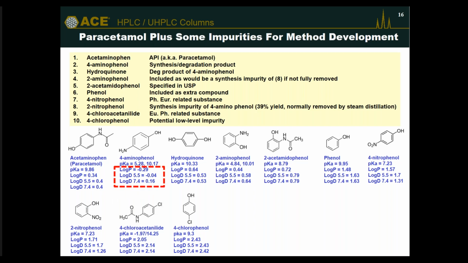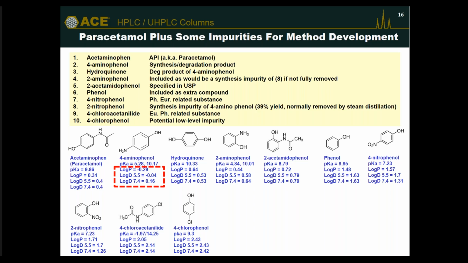Now, if we look at this 10 compound mixture we're going to analyze on our screening system, one of the compounds we can see we potentially have a problem in reverse phase chromatography at acidic pH. We can see that the log P value, the measure of lipophilicity of this analyte, is negative. That means that this compound is extremely water soluble or very hydrophilic.